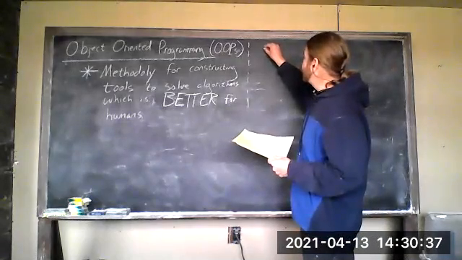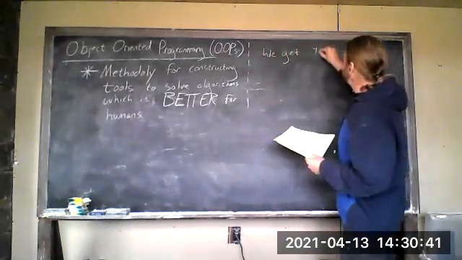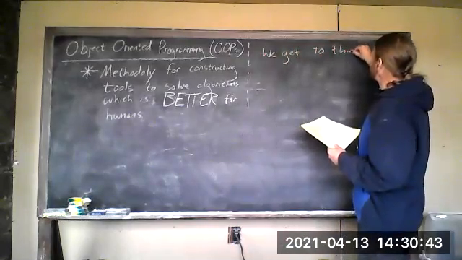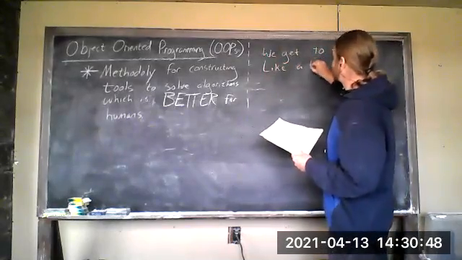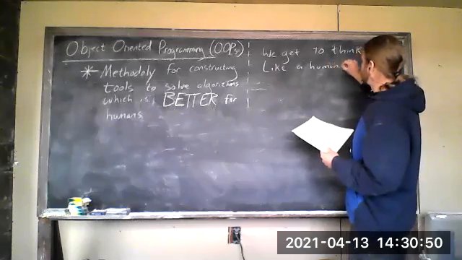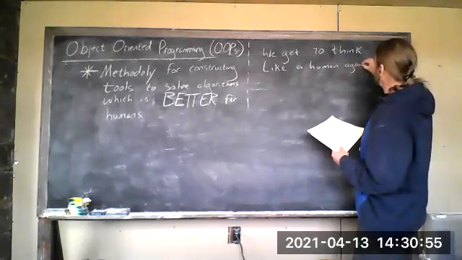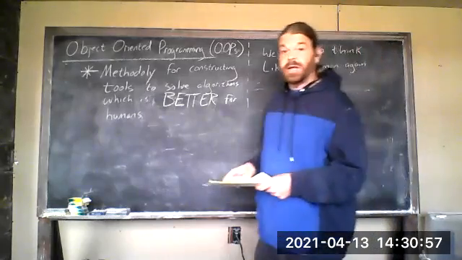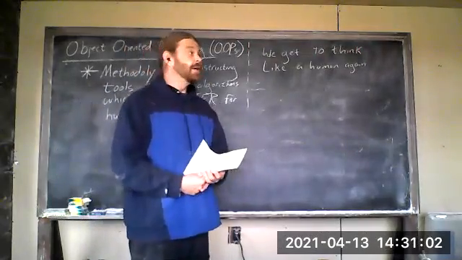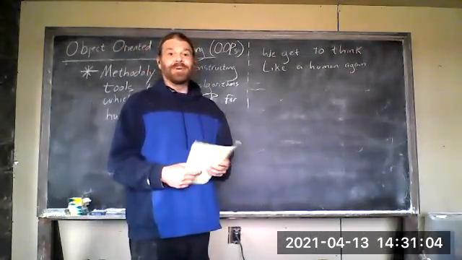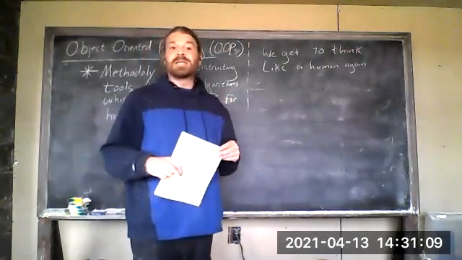And the reason why is we get to think like a human again. Because that's really what we're doing in the 100 level programming classes, right? The 120 and 140 class. We're learning to think in a different way so that we can feed instructions into a machine.